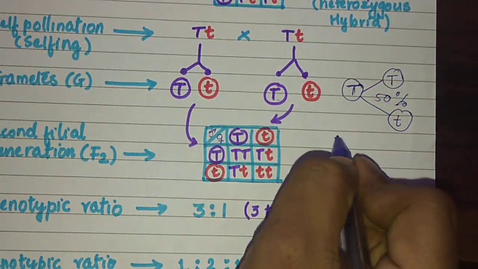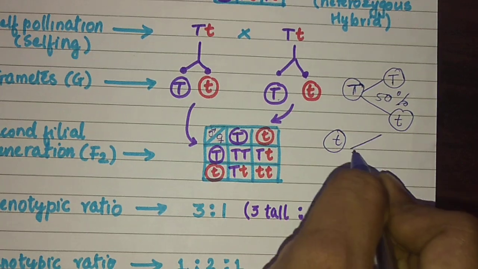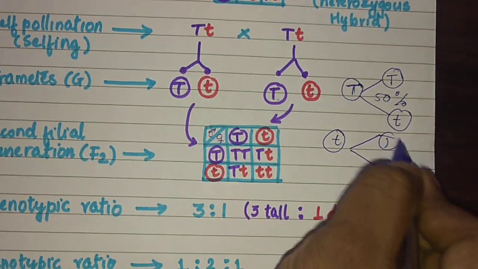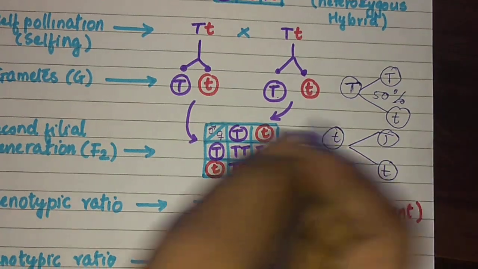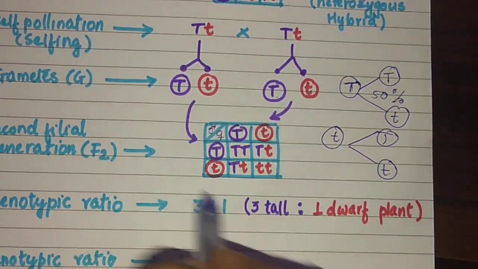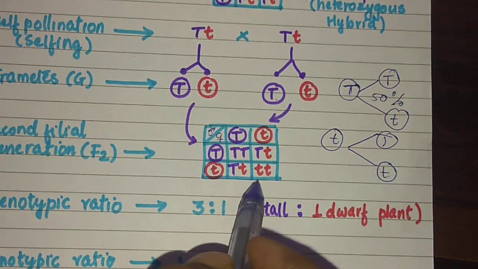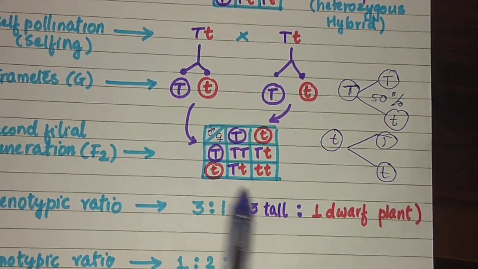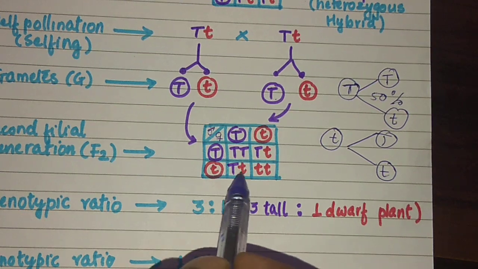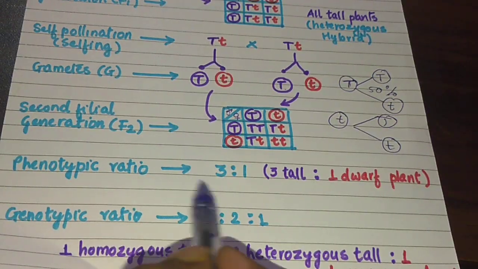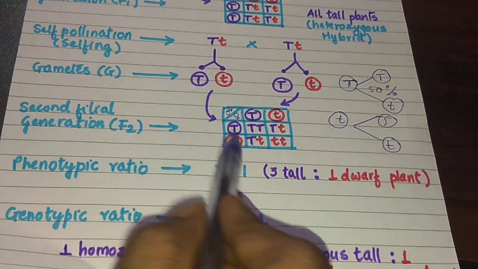Similarly, this small t has 50% chances to fertilize with capital T or small t. So, random fusion of gametes can take place. When the random fusion of gametes takes place, definitely different types of offsprings will be seen in the F2 generation. So, what are the different offsprings that are formed in the F2 generation?